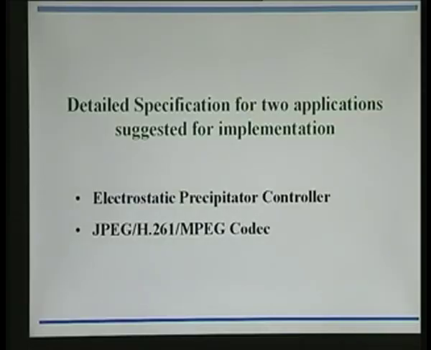So, let us consider two such applications. The first application is the electrostatic precipitator controller, the second one is JPEG. This is H261, you can correct it as 263, I think the latest one is that one, and this is for video phone as well as for video conferencing, and MPEG codec. JPEG and MPEG are based on DCT, which we have already seen as a DCT-Q, and we need to add more modules to that in order to make the second application feasible.